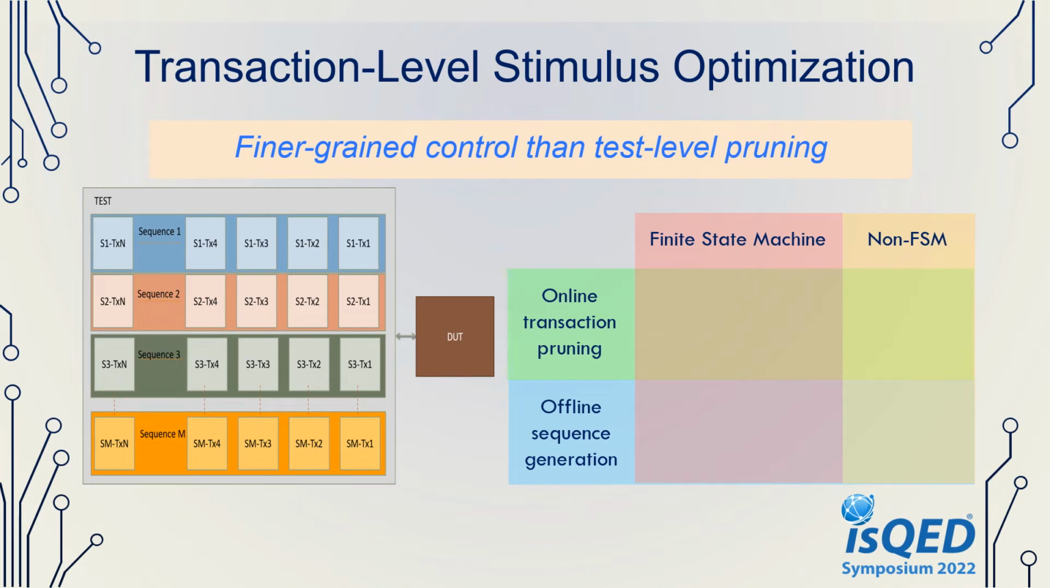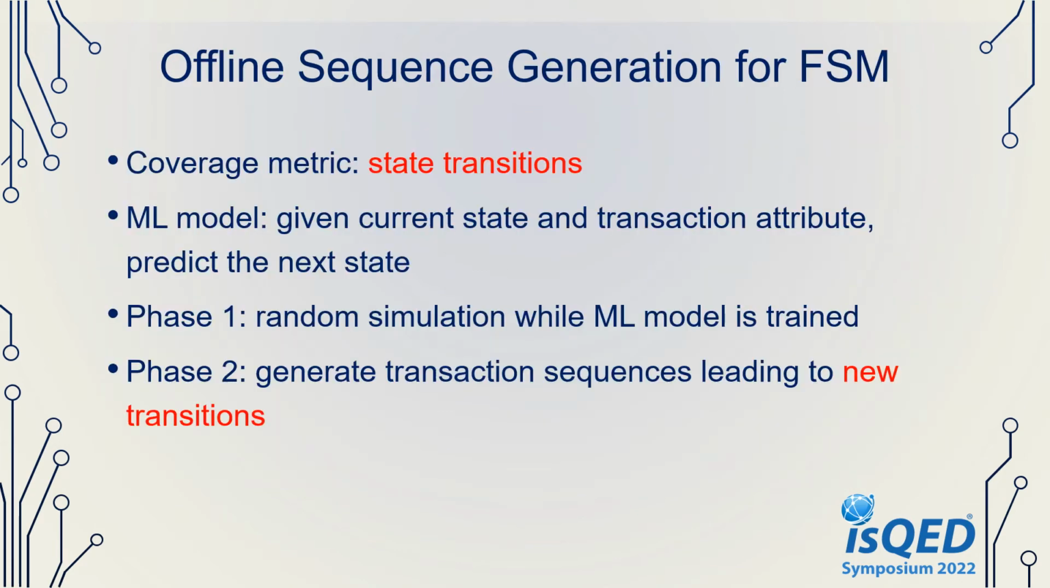And then we study 4 combinations of different fine-grained control of application of a machine learning model. These four combinations include online pruning and offline sequence generation, and also finite state machine design and non-finite state machine design. So let's look at finite state machine design.